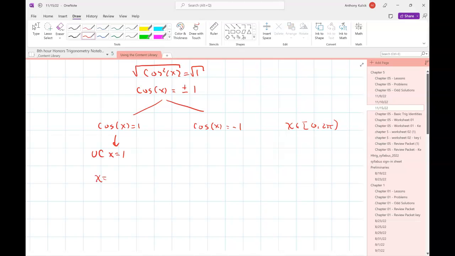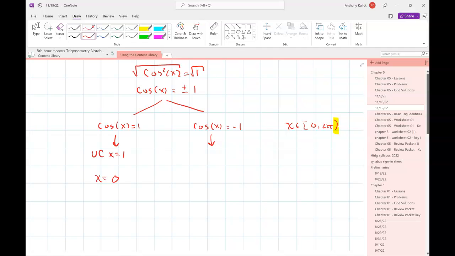What do I find? Just happens at 0. Well, it does happen again at 2 pi, Mr. Kulik. Yeah, but 2 pi is not included in the interval that I'm solving over because I wrote a parenthesis and not a bracket. Oh, Mr. Kulik, you sly dog.